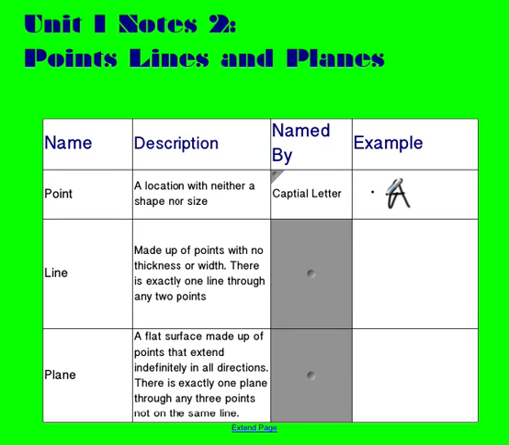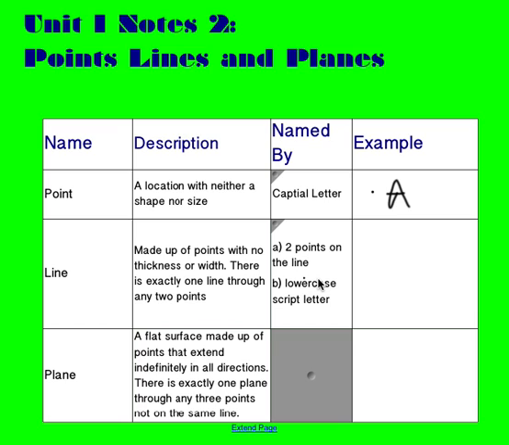Next, let's talk about a line. A line is made up of points with no thickness or width. There is exactly one line through any 2 points. Okay, so if you think about it, if you have 2 points, the shortest distance between those 2 points is a straight line. That's why there's only one line between 2 points, because you're just going to go from point A to point B. You're just going to get there. Okay, so it has no thickness or width. It's just a line. It's two-dimensional.